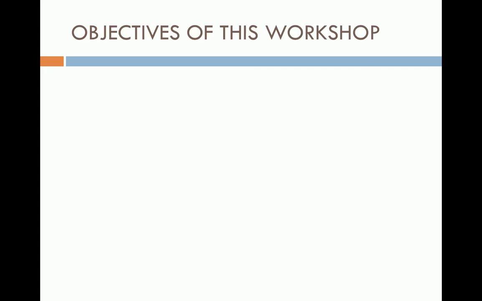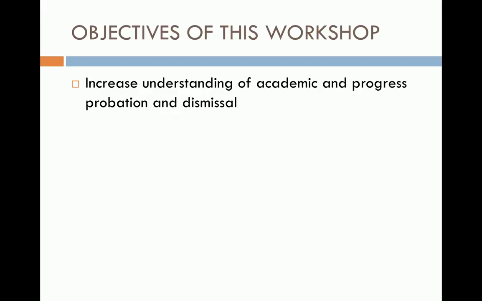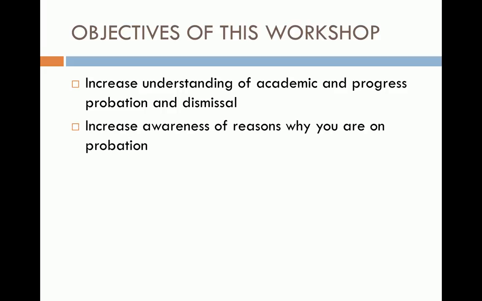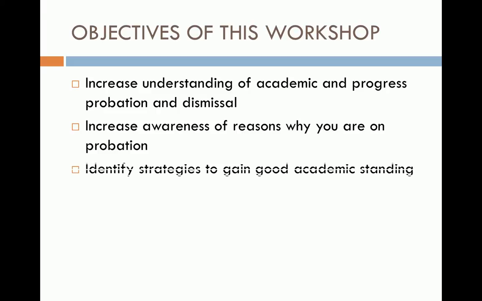There are four main objectives of this presentation. The first objective is to assist you in understanding the process of Stage 1 and Stage 2 academic and progress probation, as well as dismissal. Secondly, to increase your awareness of specific reasons why you are currently on either academic or progress probation. Thirdly, to help you identify specific strategies to clear probation or dismissal and gain good academic standing as quickly as possible. And lastly, to help you identify resources on campus which may assist you in gaining academic success.